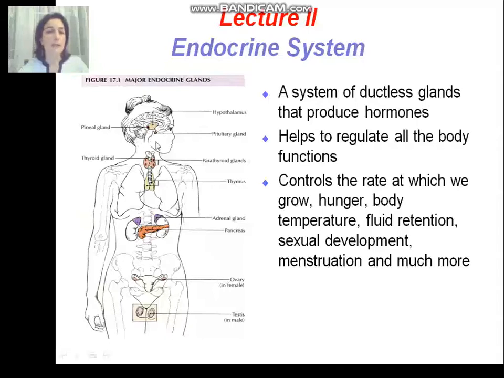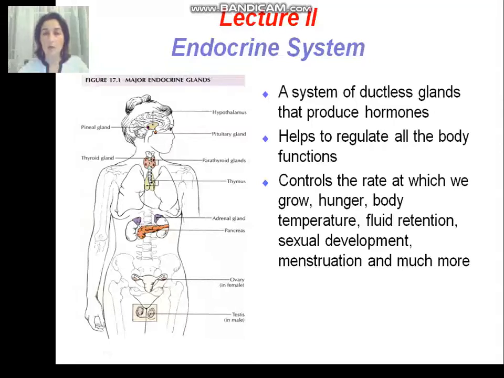Hypothalamus, pineal gland, pituitary gland. These are located in the skull. Some of them are parts of the brain, and they are the central organs of the endocrine system. We have also peripheral organs. They are the thyroid gland, parathyroid glands, and the adrenal glands. So they comprise the peripheral endocrine organs.